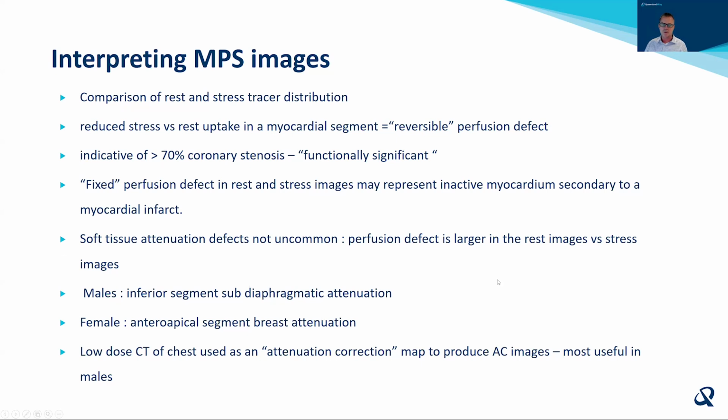It's not uncommon to get soft tissue attenuation artifacts, and that's part of our skill in reading those. Males particularly have inferior segment defects due to subdiaphragmatic attenuation. Females not infrequently have anteroapical segment attenuation defects due to breast tissue. We use the low-dose CT of the chest as an attenuation correction map, and that's quite helpful in males.